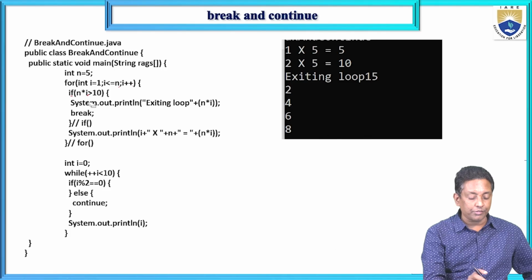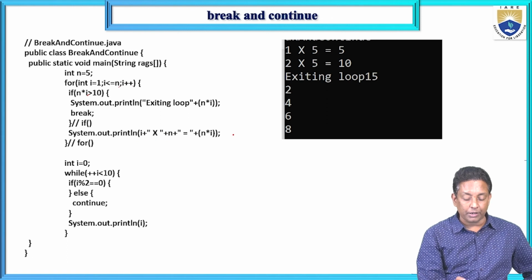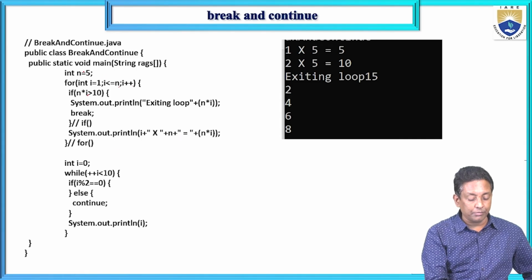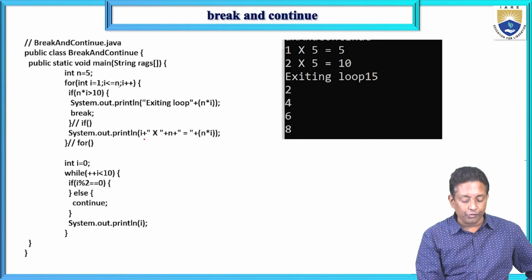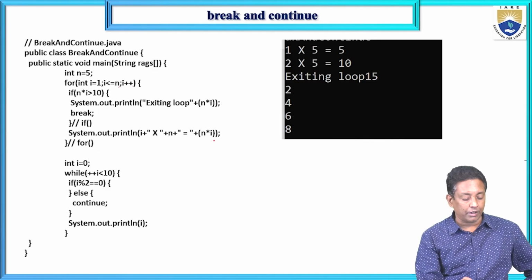5 times 1 is 5. 5 times 2 is 10. 5 times 3 is 15. 5 times 4 is 20. Like that. 5 into 1, 5 is greater than 10? No. So simply that value will be printed here. So 1 into 5 is equal to 5 will be printed here. Next time the loop will iterate because this is a for loop. We are iterating from int i = 1 to 5, so 5 times we are iterating the loop.